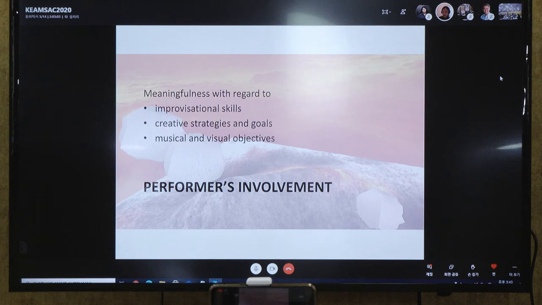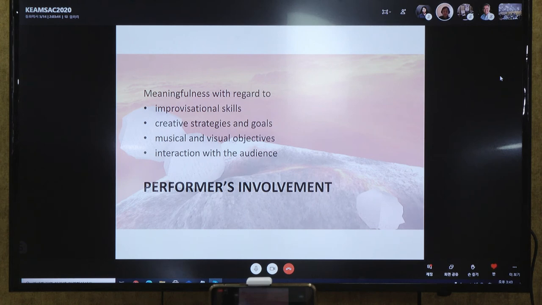We have meaningfulness with regard to musical and visual objectives. Our creative decisions make traceable, strategic sense, and it's really satisfying because we have the feeling that we are shaping this world. And even sometimes the unexpected challenges are interesting to deal with. And then we have meaningfulness with regard to the interaction with the audience, because the audience understands what is going on. They can really follow what we are doing, and so they are drawn into our world.